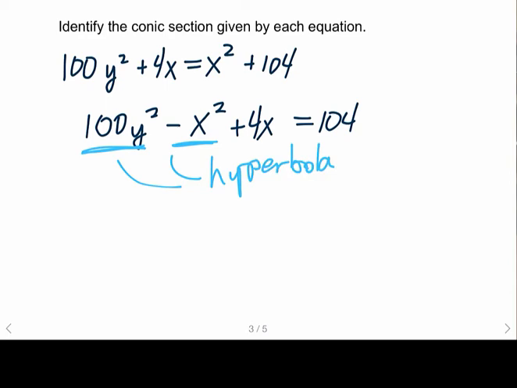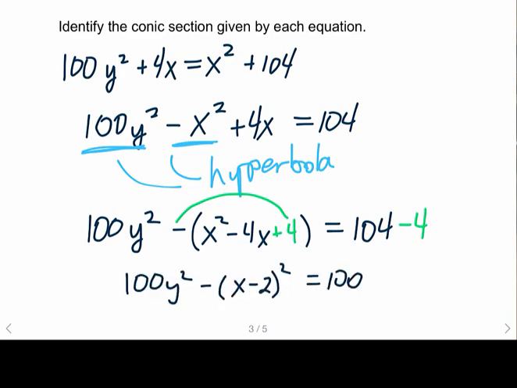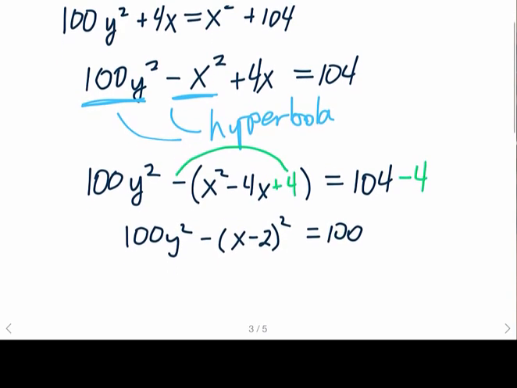And then, knowing that it's a hyperbola, I know that I want to have 1 on the right-hand side. So from the x terms, I'm going to factor out a negative 1, writing stuff in parentheses. So I have 100y squared minus the quantity of x squared minus 4x, leaving a space inside the parentheses, equals 104. And then, of course, inside the parentheses, we're going to be adding 4. But what did I really add? I really added a negative 4, giving me 100y squared minus (x minus 2) quantity squared equals 100.